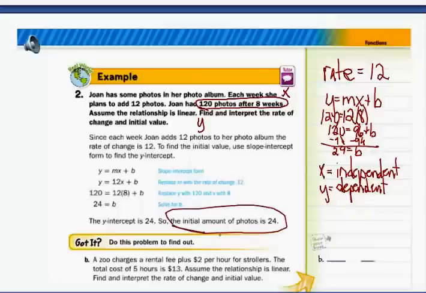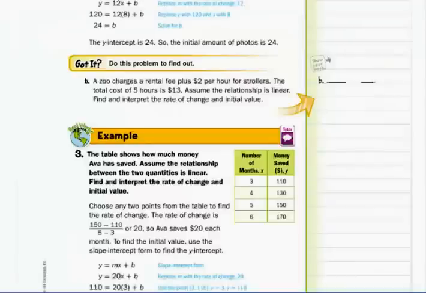Okay. With that being said, I want you to try, pause it, and try that one for me, please. Talks about the zoo. Okay, just as in your last one, when they say that it is something per hour, something per month, that is your rate. So it tells you your rate right here, $2 per hour. That is your rate. The total cost of 5 hours is $13.